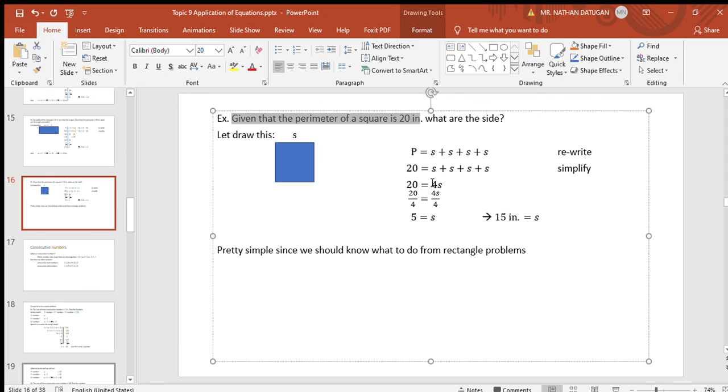Now that we have this equation, we simplify. We have to get rid of 4. To do that, we divide both sides by 4. We're going to get 20 divided by 4 is equal to 4S divided by 4. 20 divided by 4 is 5, and 4S over 4 is simply S. So you're going to get 5 is equal to S. But again, we're talking about measurement, so don't forget your unit. Don't simply say 5 equals S. Say that it's 5 inches is equal to S.